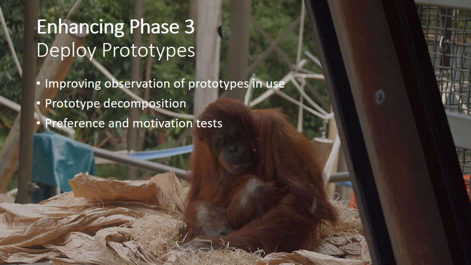A formal approach to comparing alternative solutions would be to conduct systematic preference tests and motivation tests. These are used by animal behaviour scientists to determine to what extent an animal is motivated to access a resource, such as enrichment or food, and whether it's preferred to an alternative resource.